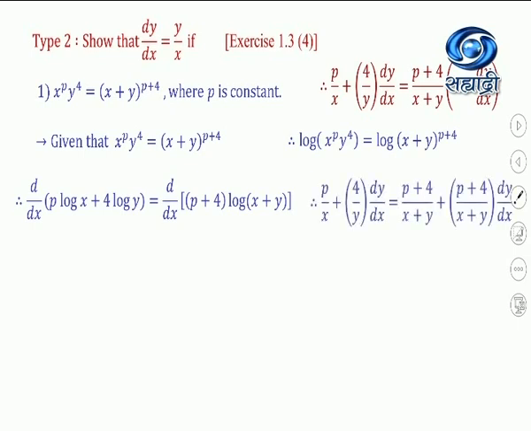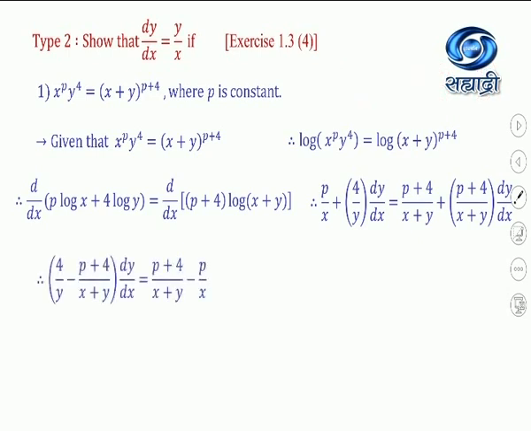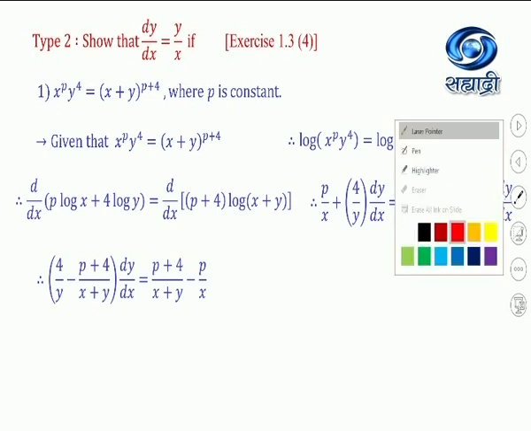So our next step is this: p upon x plus 4 upon y into dy by dx, equals p plus 4 upon x plus y. We multiply this bracket by this term, p plus 4 upon x plus y into 1, that is this, and the same term into dy by dx, that is this.